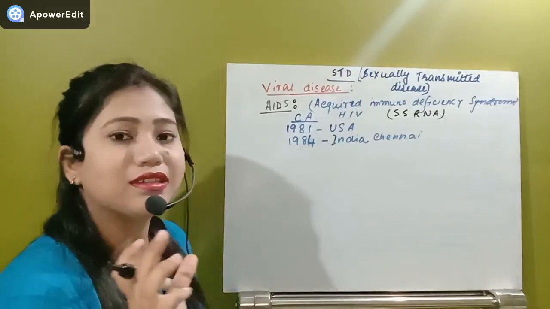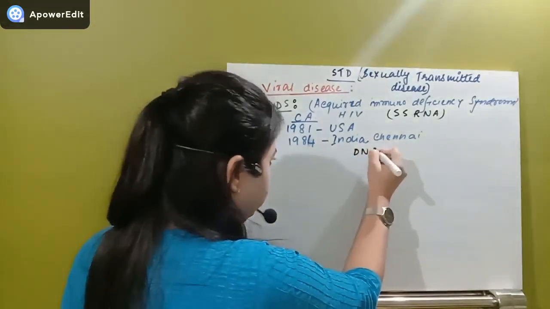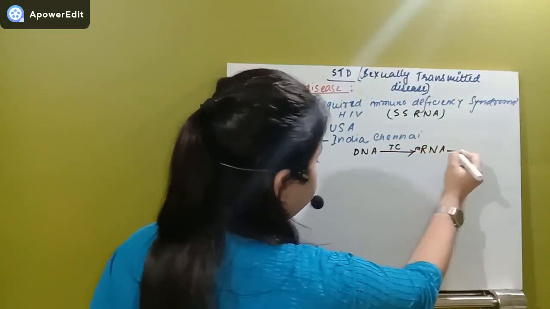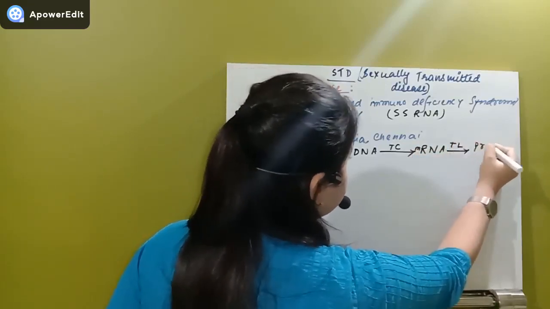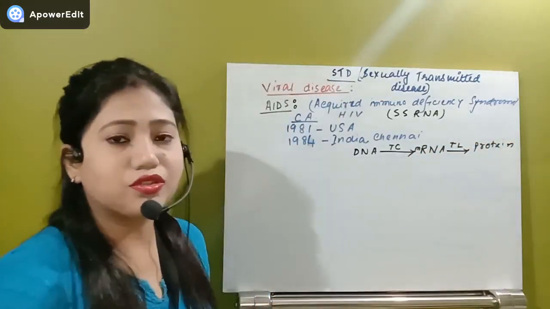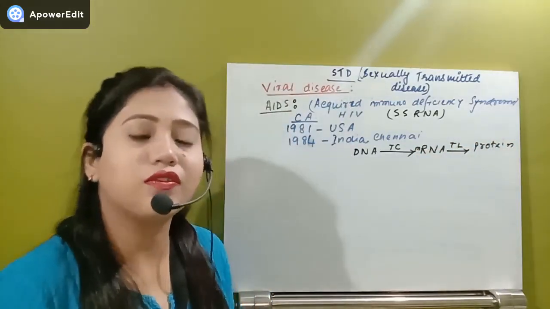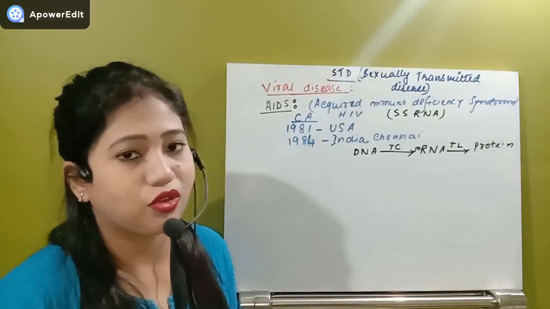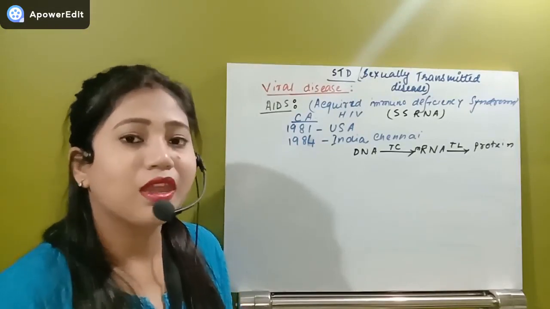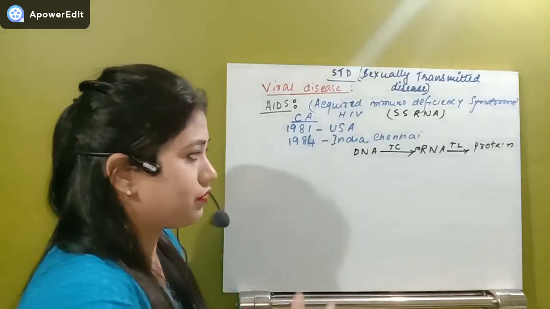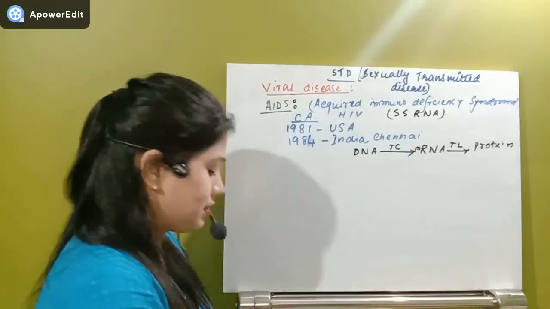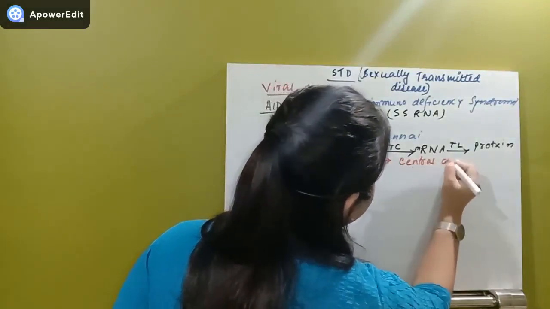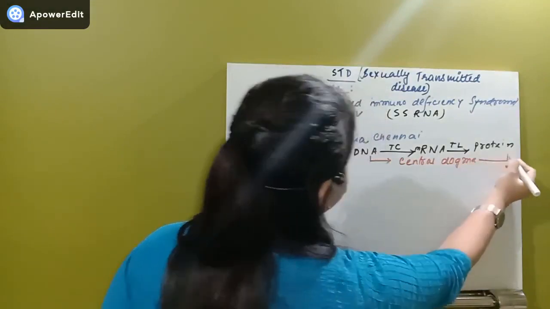So just see, we have a central dogma: DNA undergoes transcription to produce RNA, that is mRNA, and this mRNA undergoes translation to produce protein. For the synthesis of protein, we have a universal process: the genetic material DNA undergoes transcription and produces a messenger RNA. That messenger RNA undergoes translation, and after that it produces the protein. So this is known as central dogma. See, this is the only way the protein can be synthesized.